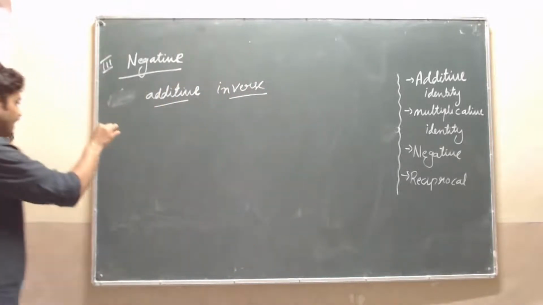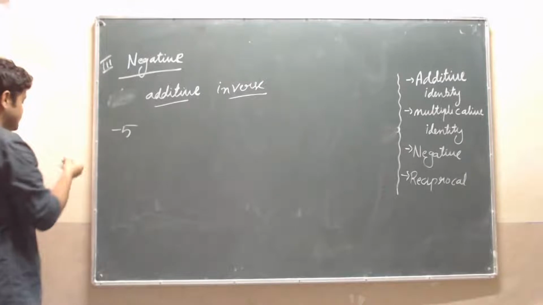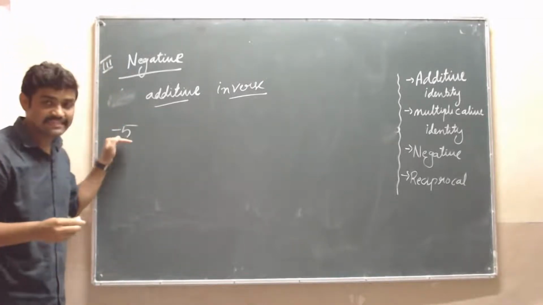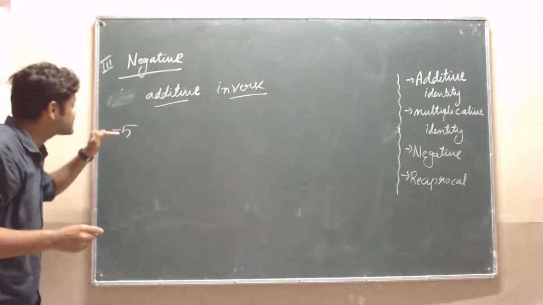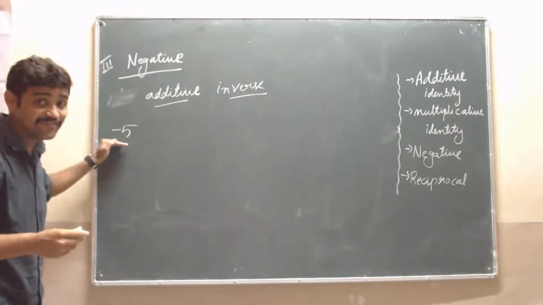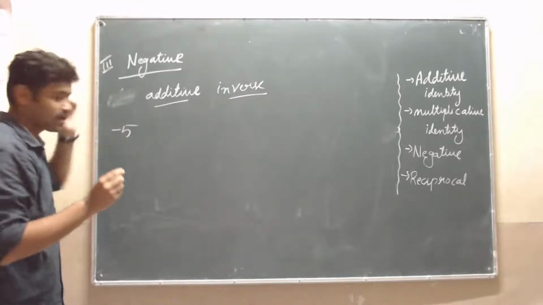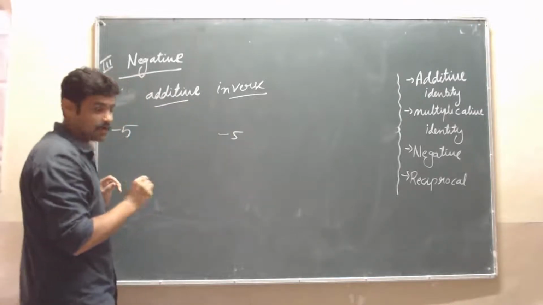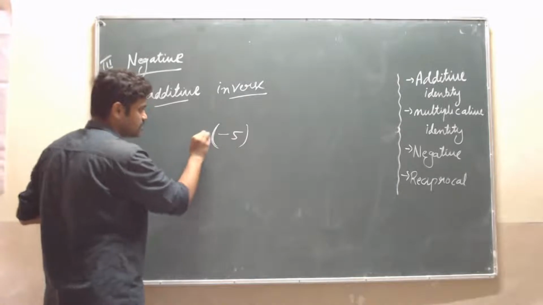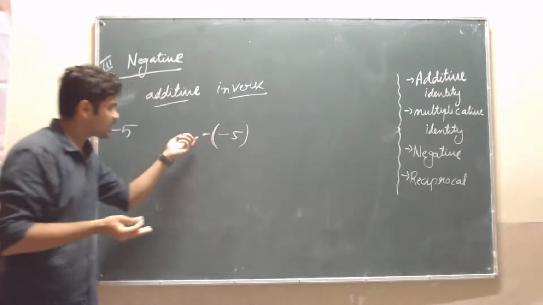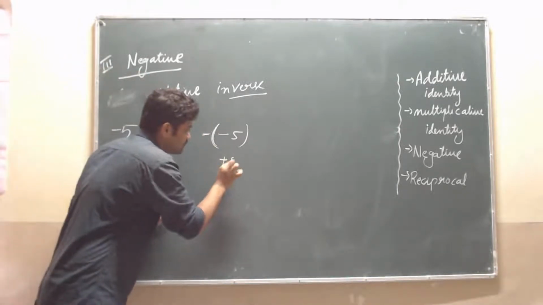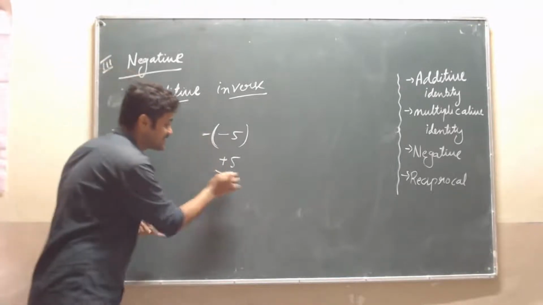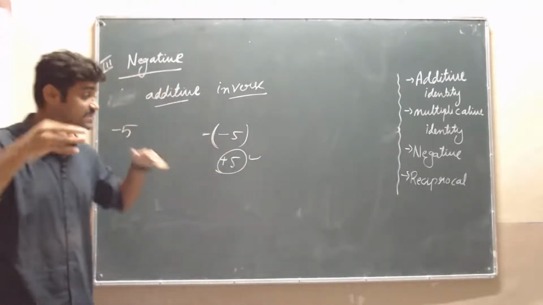Okay, minus 5. Minus 5 is an integer, isn't it? Minus 5 is an example of an integer. Then what is the negative of minus 5? Don't be confused, minus 5 is there. Then what is the negative of this? Minus into minus is plus 5. So the negative of minus 5 is plus 5. The sign will be changed.